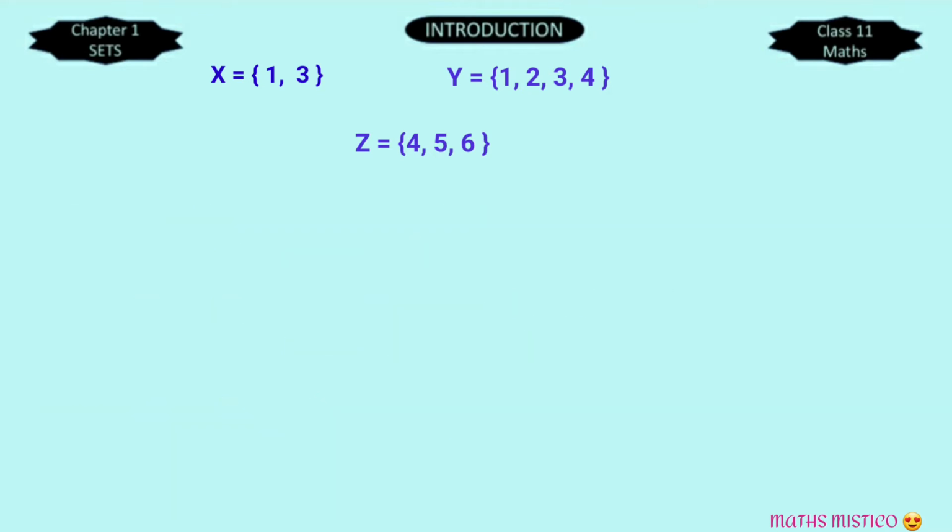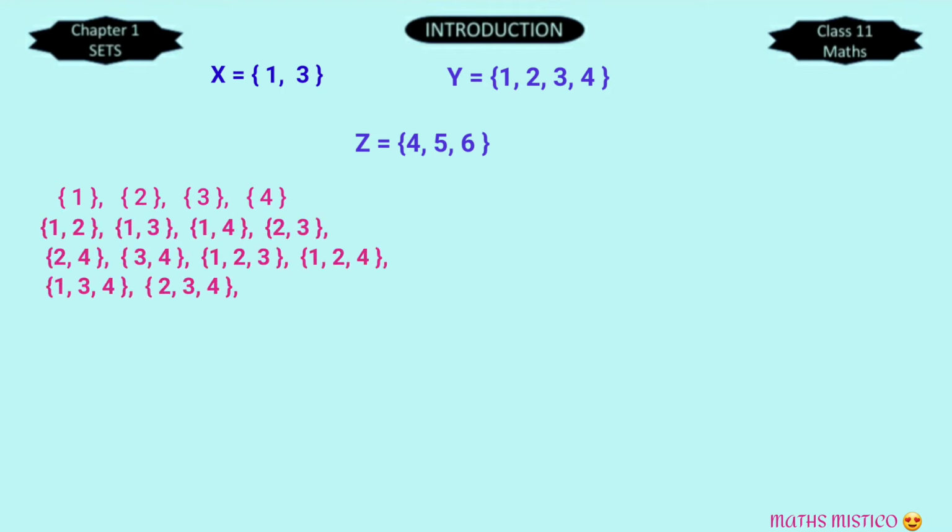Now, can you find some more subsets of Y? It's very easy. You just have to write some elements of Y. So {1}, {2}, {3}, {4} are subsets of Y. Such sets which have only one element are called singleton sets. In addition to these, other subsets are, in fact, Y and Phi are also subsets of Y. So every set is a subset of itself and the empty set is also a subset of every set. So now we have found all the subsets of Y.